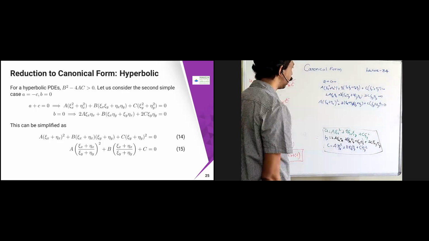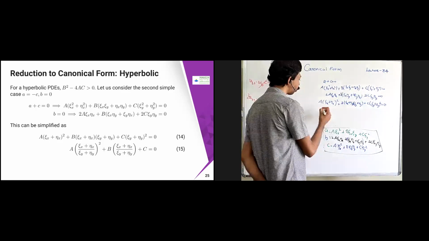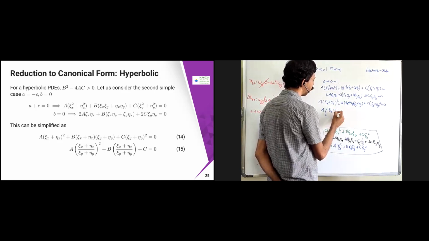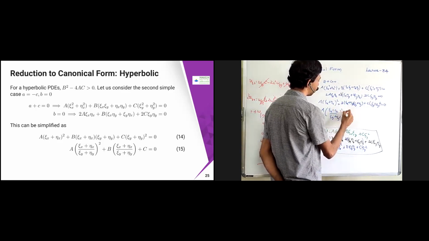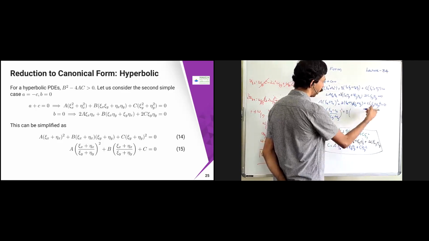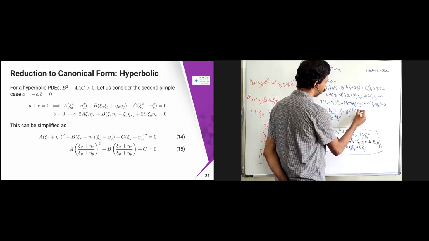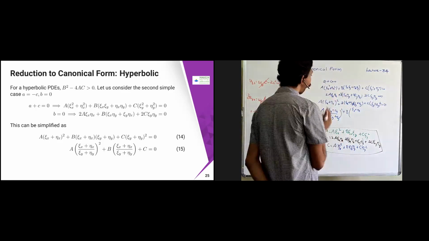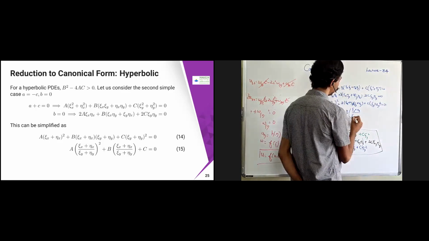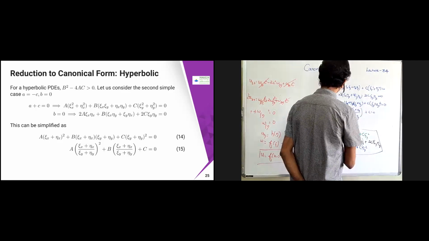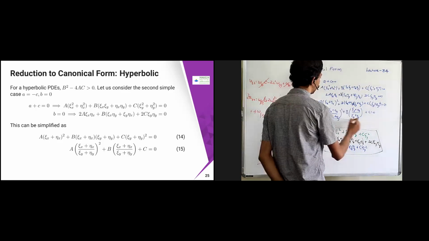So I can just divide the whole thing. I will get A into chi x plus eta x divided by chi y plus eta y whole square, plus B into chi x plus eta x divided by chi y plus eta y, plus C equal to 0. So this is going to be my characteristic polynomial.